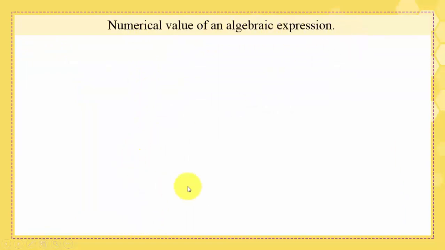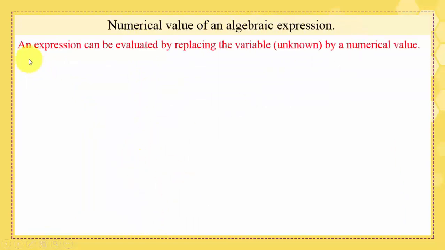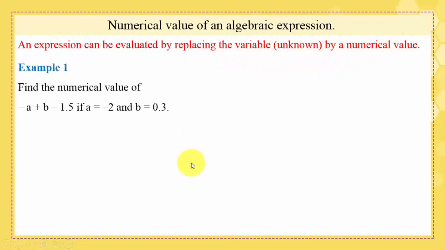Numerical value of an algebraic expression. An expression can be evaluated by replacing the unknown variable by a numerical value. Look here for the example. Find the numerical value of minus a plus b minus 1.5. a and b are variables. They are not numerical values, but we can replace them by numerical values.